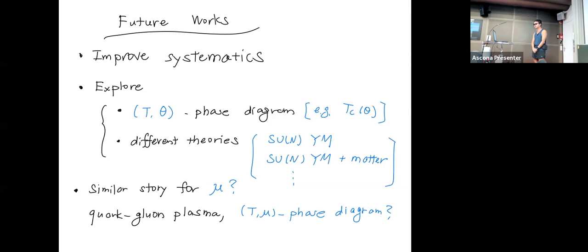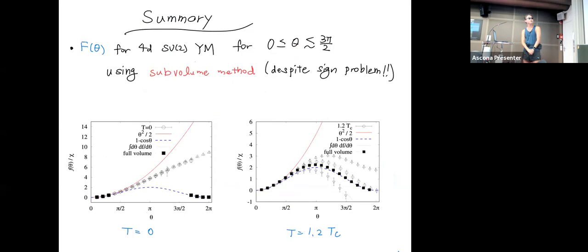Can you go back to the summary slide? This one, yes. So the first question is why at t equals zero, where we're supposed to be harder, your three ways of extrapolating match so well, and at t equals 1.2. I see. Let's see. I don't know. But technically, these three different points.